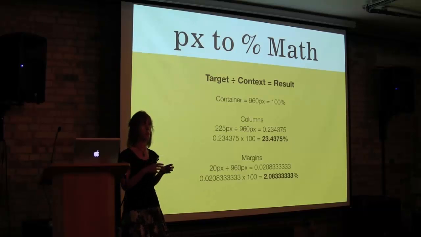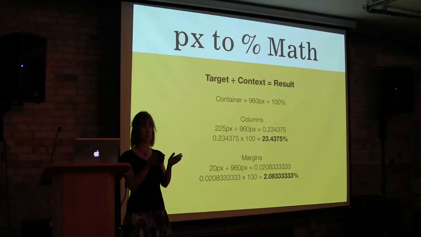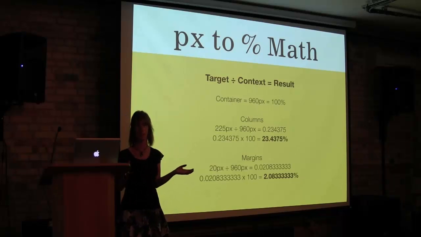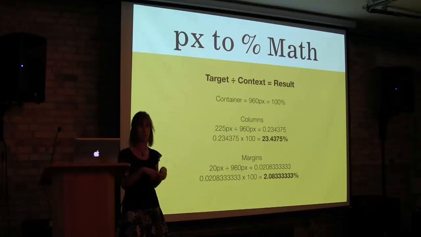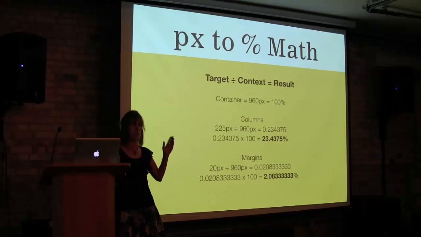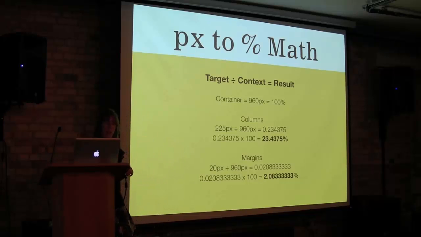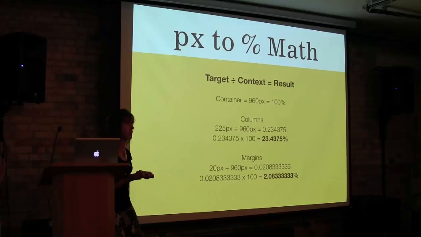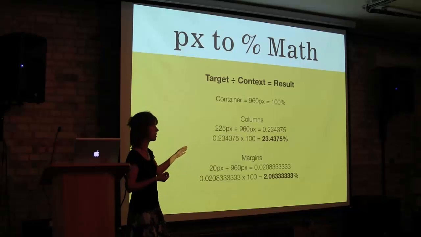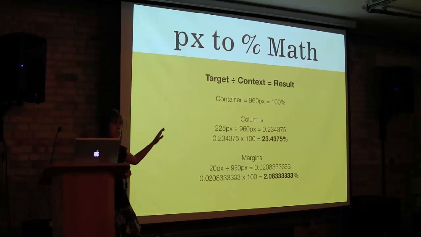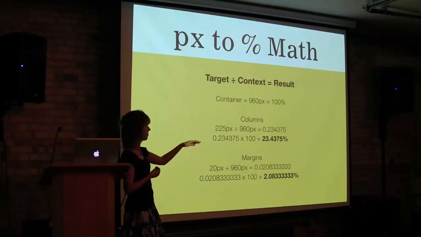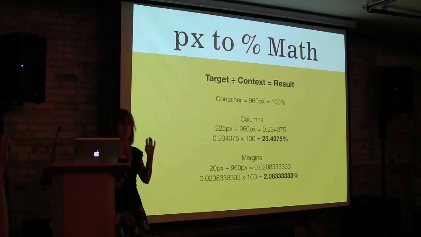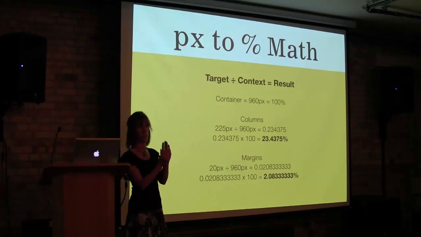So we're basically wanting to know what percentage is that column. In terms of thinking about the context, we've got to think of what is the size of the container. In this case it's the 960 pixels, it's right around the edge, and that equates to 100% because that's our edge that we're working to. Columns, so our target, at the moment our columns are 225 pixels. So to find out the percentage we go 225 pixels divided by the context, which is the container, 960 pixels, and we get a decimal, times it by 100 and we get 23.4375%. So that's the percentage width of our column.